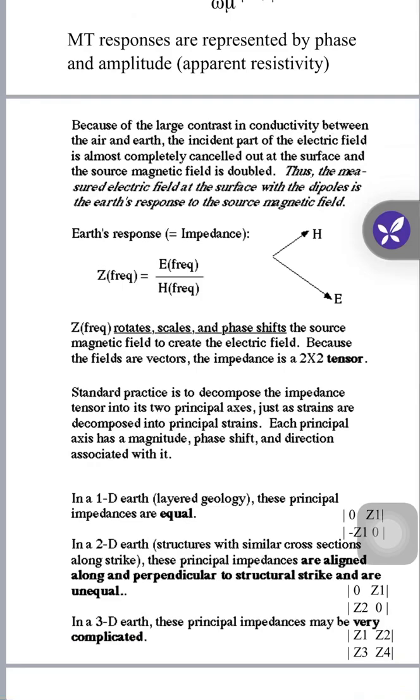In a 1D Earth layer strata, these principal impedances are equal, but for a 2-dimensional Earth, these are aligned along and perpendicular to the structural strike and are unequal, and for 3D they can be very complicated.